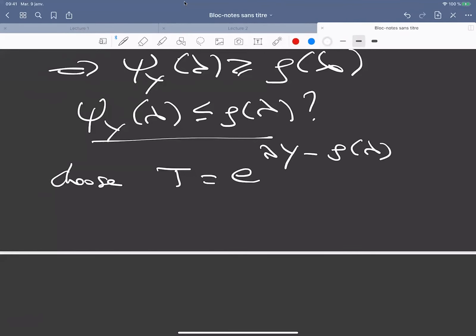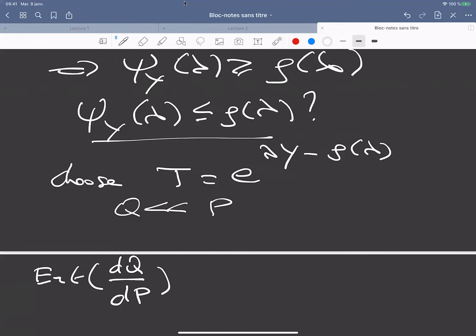So if q is absolutely continuous with respect to p, the entropy of dq over dp. So we have in mind to use the converse. We use the converse of duality formula.